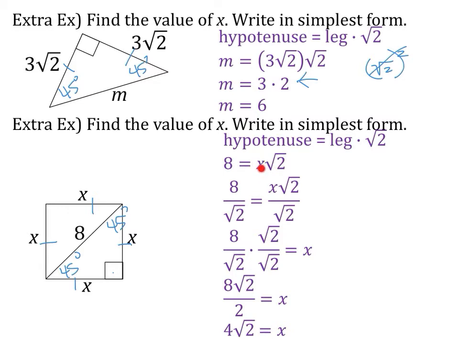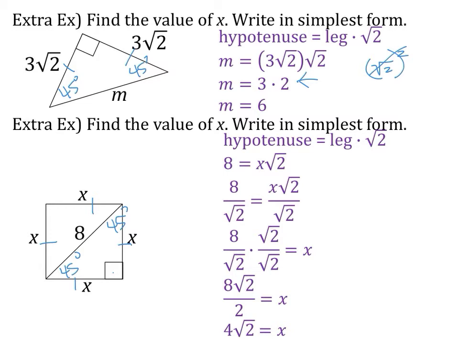So we're trying to solve for x, so we need to divide by square root of 2 on both sides. You can never leave a radical in the denominator, so we have to multiply by square root of 2 in the numerator and in the denominator.